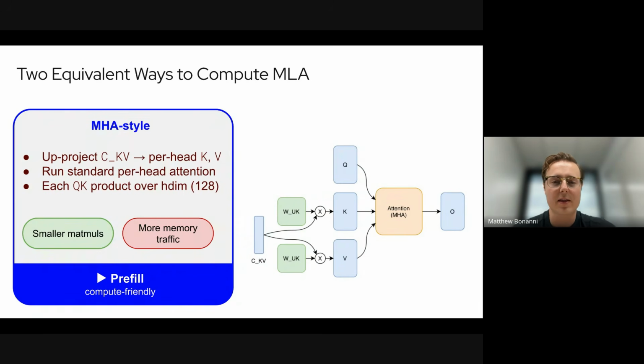Now, the interesting thing is that when you are doing inference, there are actually two different and equivalent ways to compute MLA. The first is what we call MHA style. In MHA style, you take that compressed CKV tensor that you made earlier, and then you multiply it by some up projection tensors. So you have WUK and WUV, that's a typo there. And then you get your normal K and V tensors, and then you compute attention MHA style like you normally would. And when you do this, each QK product is over the true head dimension of 128.